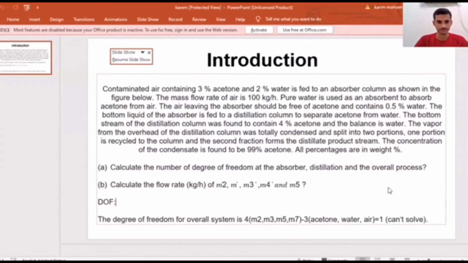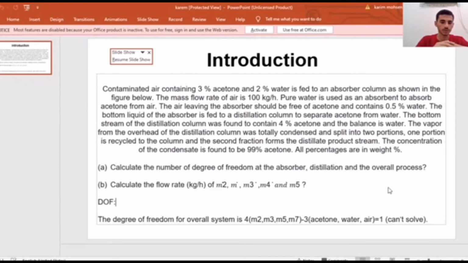The introduction. First, contaminated air containing 3% acetone and 2% of water is fed to an absorber column as shown in the figure below. The mass flow rate of air is 100 kilograms per hour. Pure water is used as an absorbent to absorb acetone from air. The air leaving the absorber should be free of acetone and contains 0.5% water.